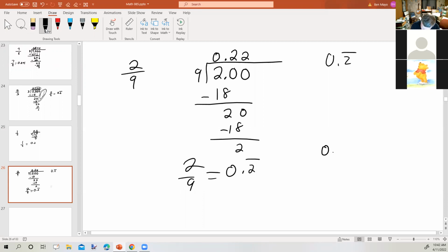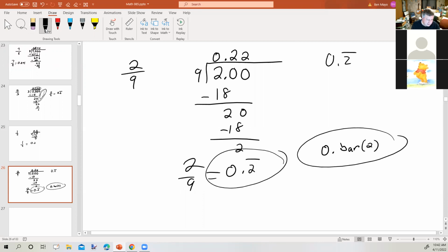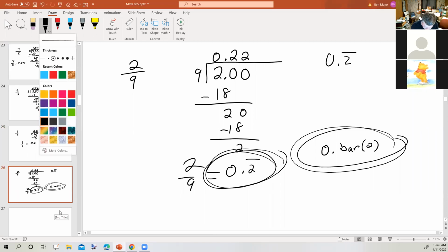So we put a 0, a decimal point, and then the word bar, and then in parentheses, the 2. So that's how in WAMAP we enter this number, okay? If you were taking a test and using paper and turning in your paper, in a regular classroom, you'd write the answer like this. But for WAMAP to recognize it, you have to use that notation.